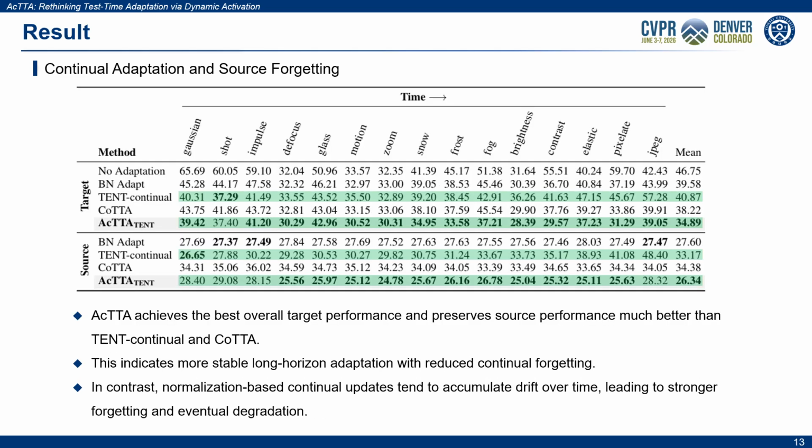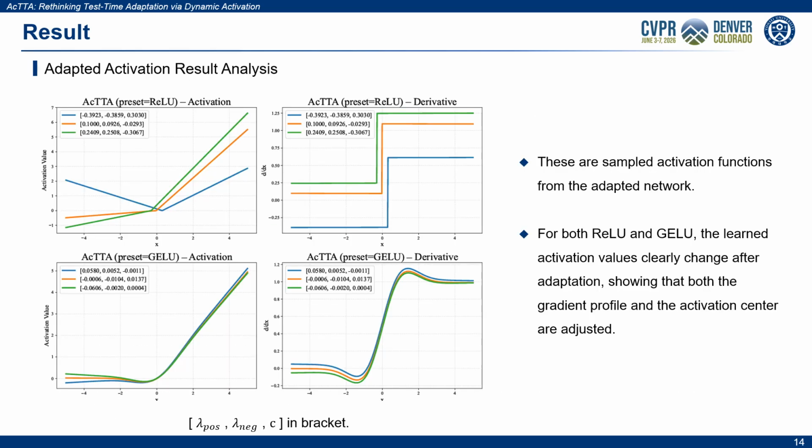Over long horizons, normalization-based methods drift and forget the source. By limiting adaptation to the activation space, AcTTA gets the best target performance while preserving source far better than Tent, Continual and COTTA. Looking inside the adapted model, we see the learned activations generally change. For both ReLU and GeLU, the center shift and the slope profile adjust after adaptation, exactly the behavior our formulation was designed to enable, and it emerges on its own.